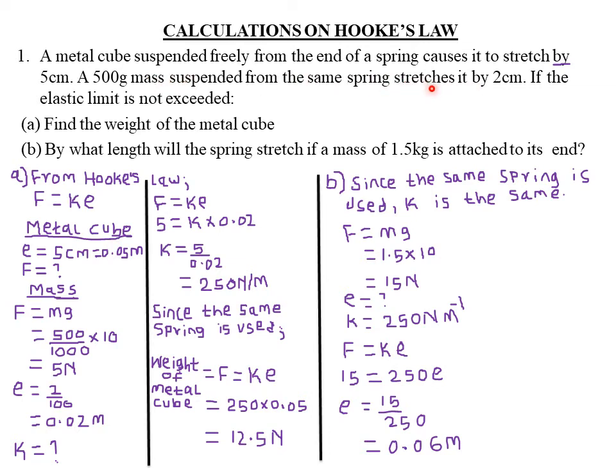Then the other thing you are given about the mass is its extension. That is, the spring stretches by 2 centimeters. So these are the key terms. By simply means that is the extension. So the mass causes the spring to extend by 2 centimeters. To convert it into SI units, 2 centimeters divided by 100 centimeters times 1 meter, you obtain 0.02 meter. So for the case of the mass, you are given both the force and the extension.